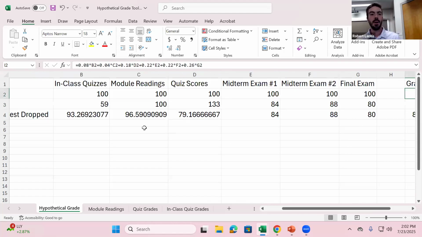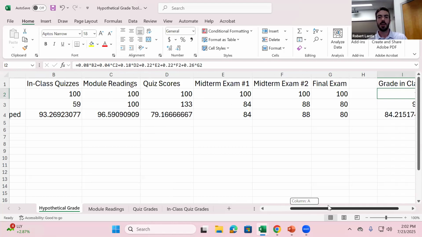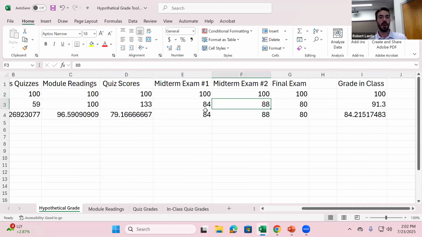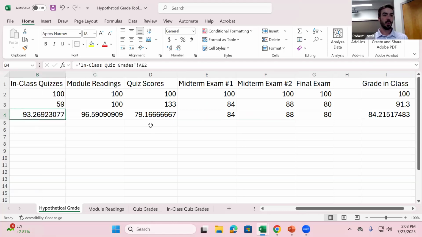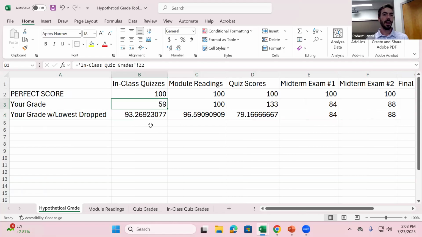And then this hypothetical grade tab just pulls those scores from those different tabs. So it puts in what your score in each of those categories is with the corresponding lowest being dropped. You can then put in your first and second midterm, right? You can put it in here or in here, whichever you prefer. Both rows are going to do the same thing. You can then have what your current quiz scores are with the lowest dropped. Actually here, I might update this and just get rid of this row.